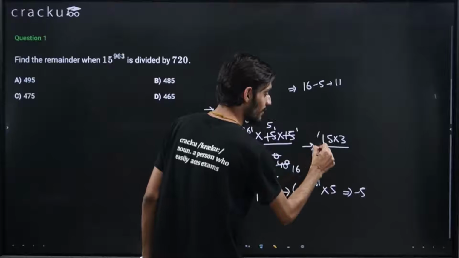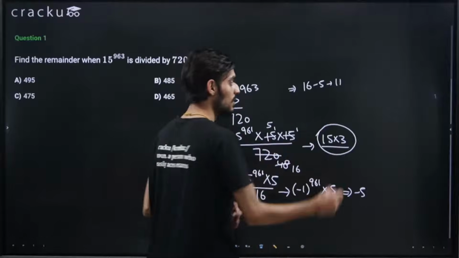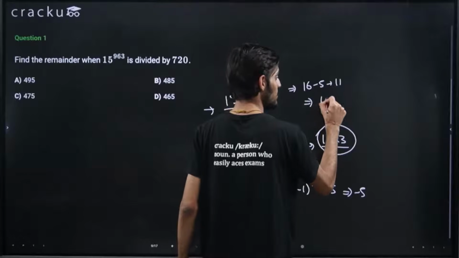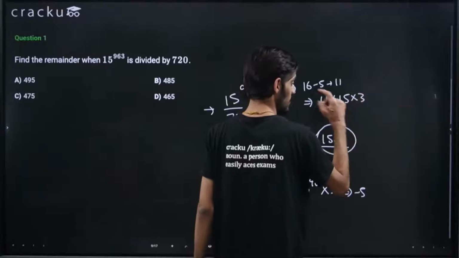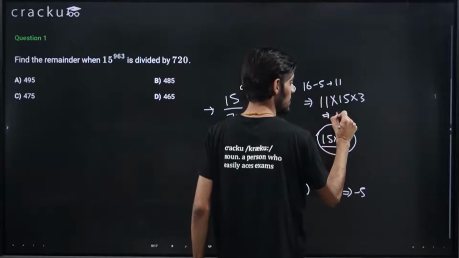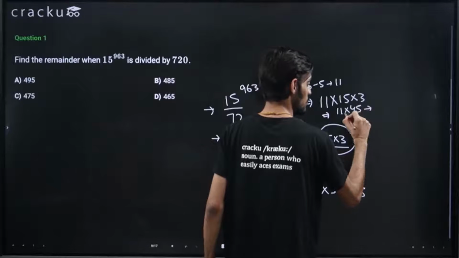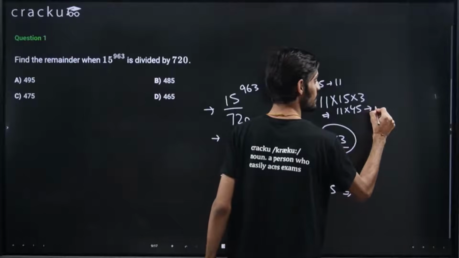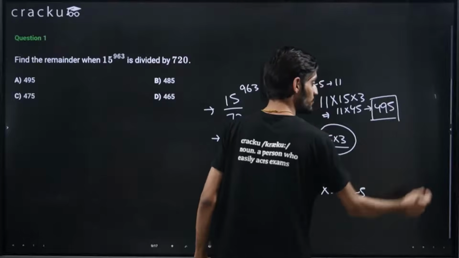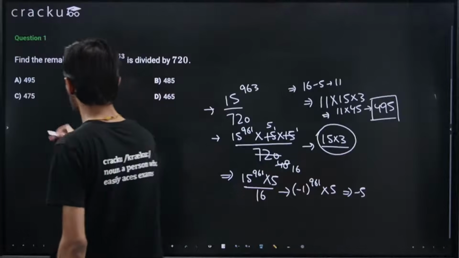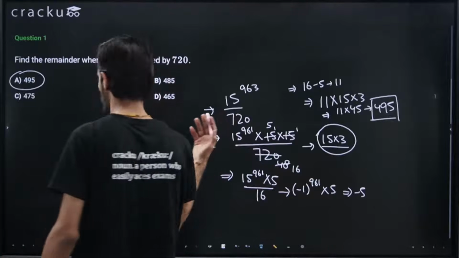Also, because I have cancelled this out from the numerator as well as the denominator, I need to multiply it back. So the final answer is 11 into 15 into 3, that is 11 into 45. So this will be 450 plus 45, that is 495. This will be our final remainder. Okay, option number A. I hope this is clear.